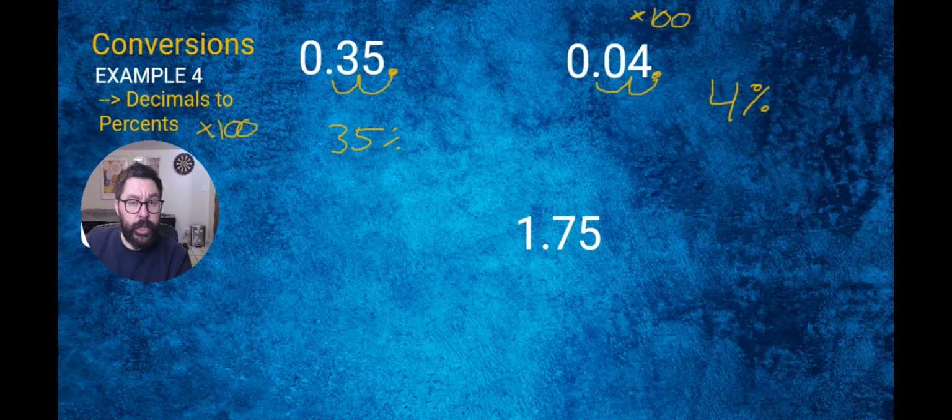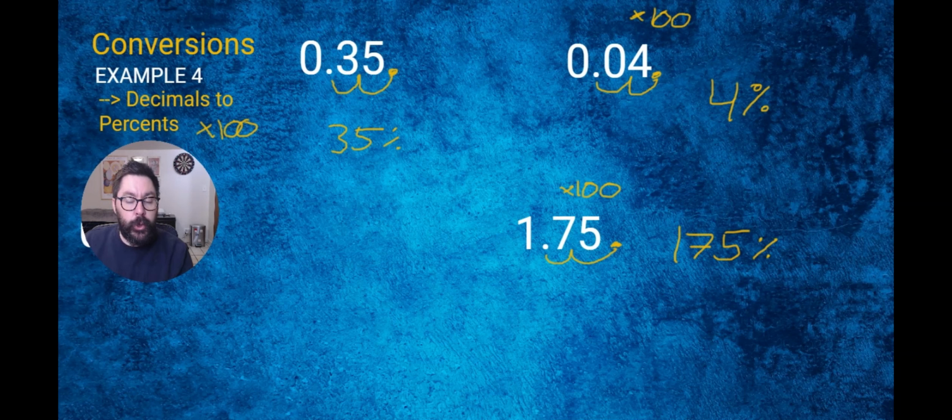And in our last one on this page, we have 1.75. Again, we'll do our times 100 trick to go from decimal to percent. And times 100, move the decimal twice. Ooh, this is a pretty big percentage. Put the new decimal there. And so 1.75 is 175%.